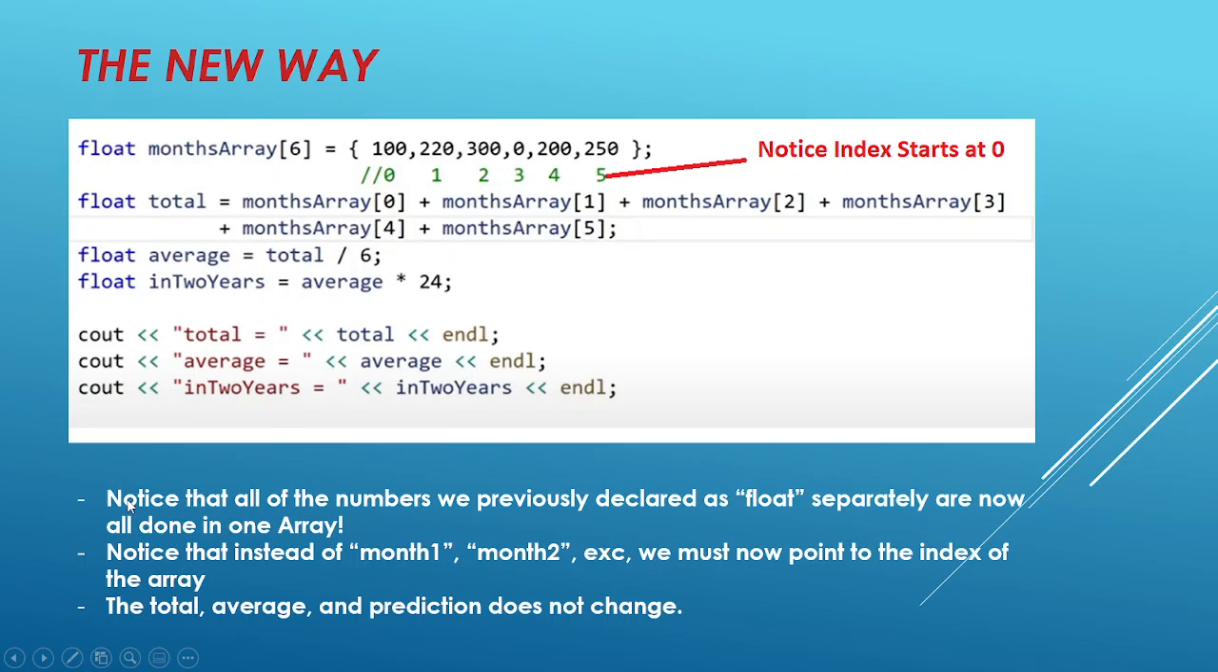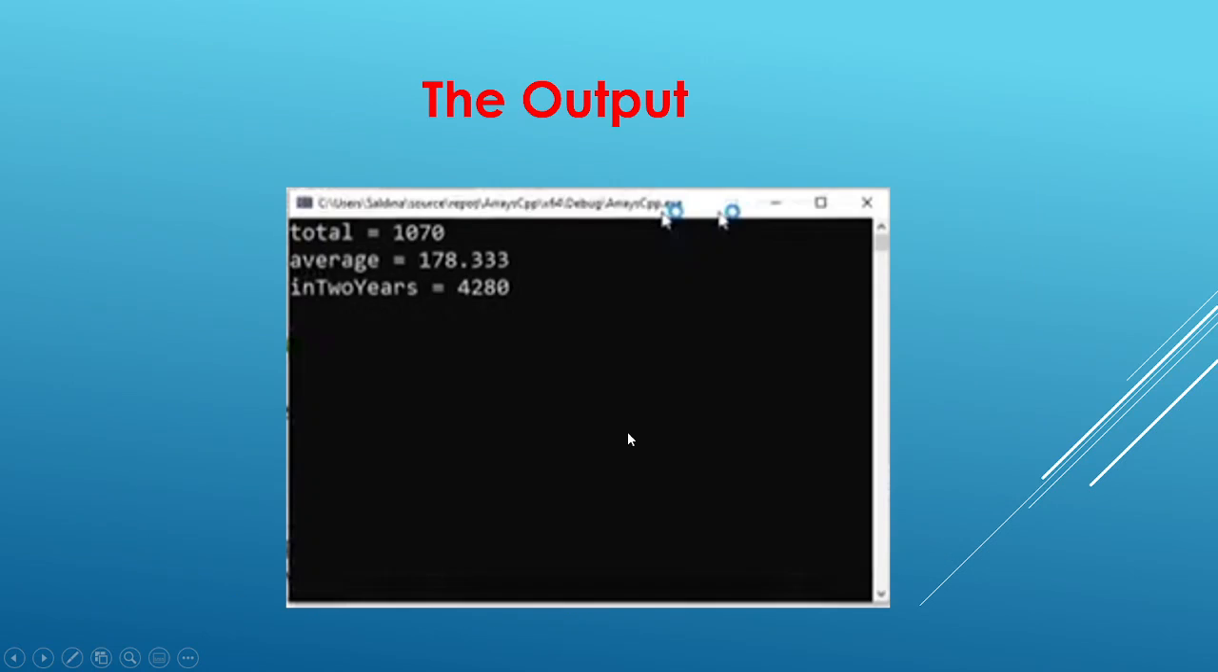Let me see, what does it say down here? Notice that all the numbers previously declared as floats separately are now all done in one array. Notice that instead of month 1, month 2, etc., we now point to the index of the array. That's what I mean right here, the index of the array. The total, average, and prediction do not change yet. So you're going to have the same output doing it that way, but with less code.